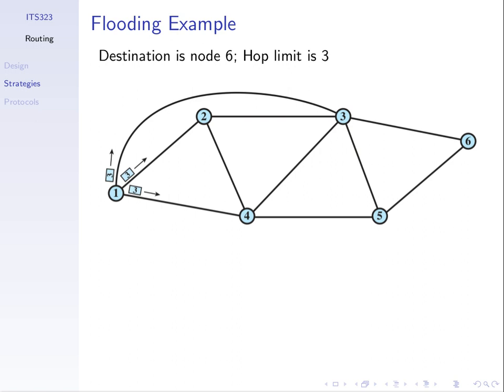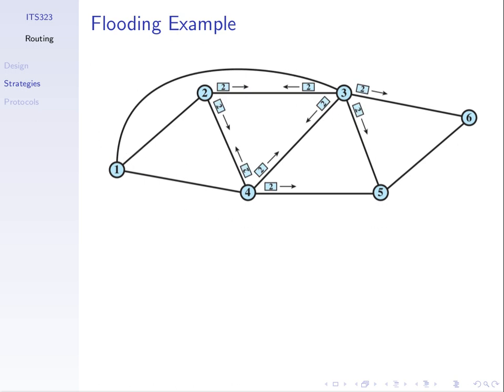Node 4 received a copy of that first packet and sends to its neighbours. It doesn't send back to 1, it sends to 2, 3 and 5. And that's what's shown in this slide.